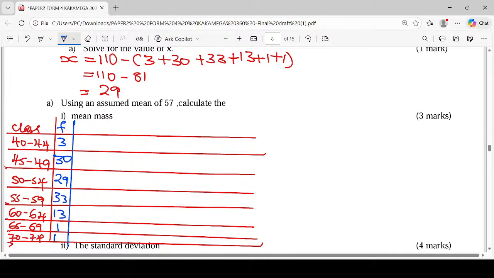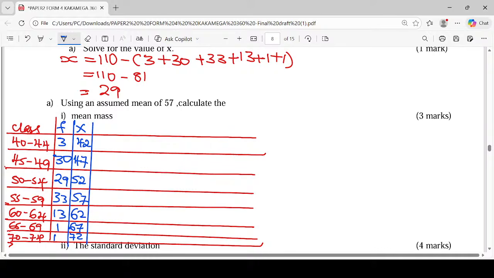After dealing with the frequencies, we can populate another column for x, the midpoints. x will be 40 plus 44 divided by 2, 42. 45 plus 49 divided by 2, 47. 50 plus 54 divided by 2, 52. 55 plus 59 divided by 2, 57. Then 62, 67, 72. That's the column for the midpoints, well populated. This column is a must, and you must clearly show it because it also carries some marks.